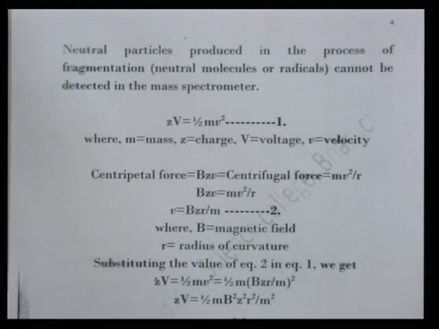Now, after producing the parent ion or molecular ion in the ion source, and after exit from the ion source, it will undergo fragmentation normally. All fragments are accelerated with a kinetic energy, and for an ion having a charge Z or E and a potential of V volts, it possesses a kinetic energy. Therefore, ZV equals half mv square. This is equation number 1, where m is the mass of the fragment ion, Z is the charge, capital V is the voltage, and small v is the velocity of ions.